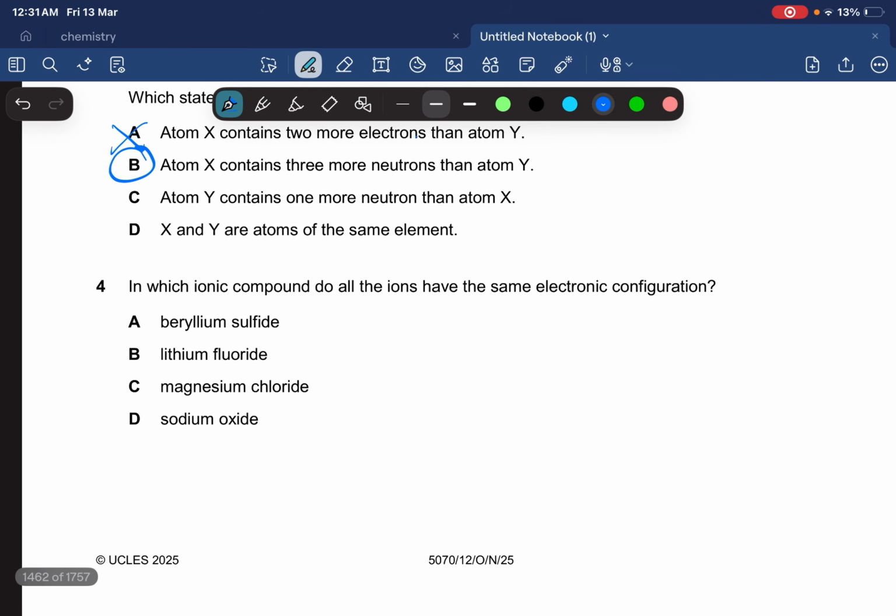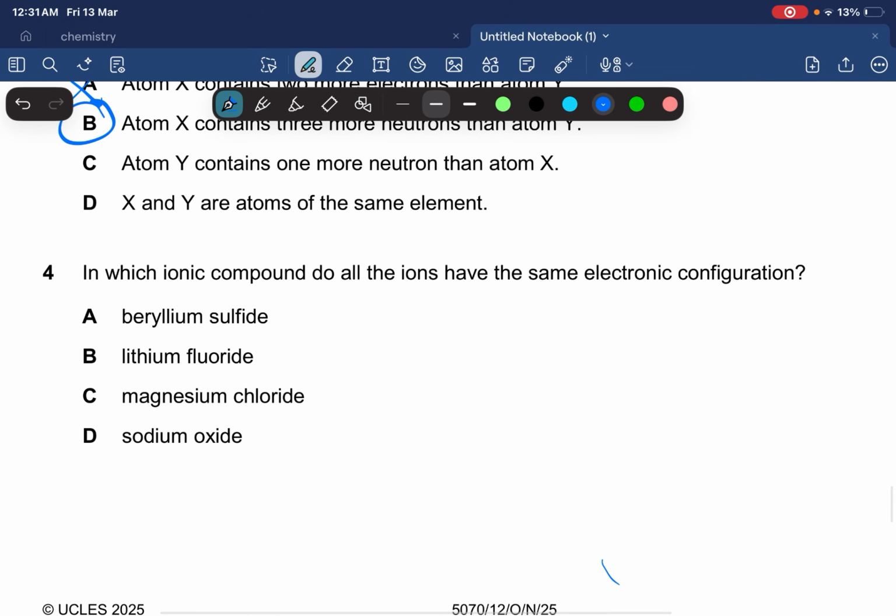In which ionic compound do all the ions have the same electronic configuration? Okay, so beryllium sulfide, I don't think so, because beryllium is going to lose 2 electrons and sulfur is going to gain 2 electrons. Sulfur in its last shell has 8. Beryllium in its last shell has 2. Lithium fluoride. Lithium again is going to lose 1, and it's going to have 2 electrons in its last shell. Magnesium chloride. Yeah.